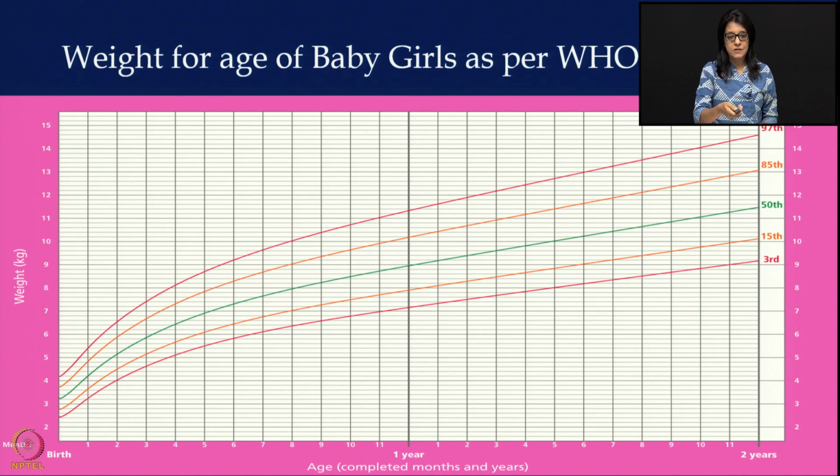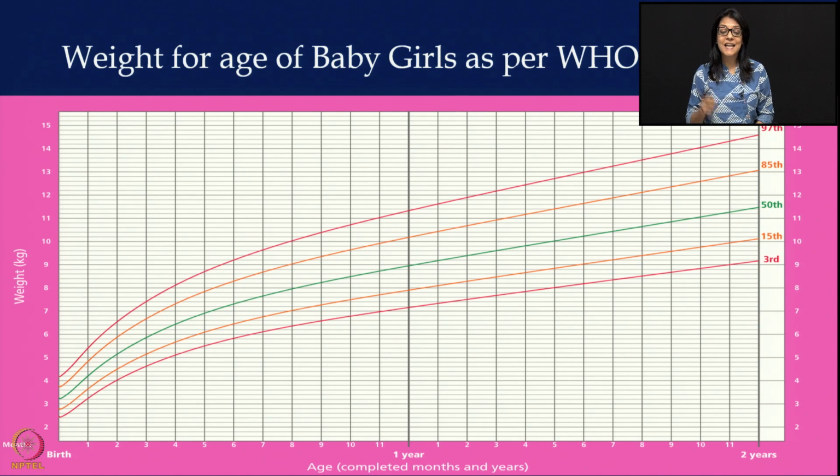Now look at the average weight at 3 months of age. The girl child average weight is between 5.8 and 6 kg, approximately. Now, the same child at 6 months, what is the average weight of a 6 months old child? About 7.3, 7.4 kg is the average weight of a girl child.